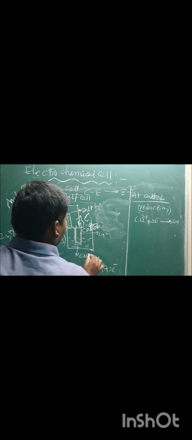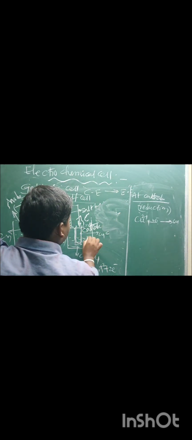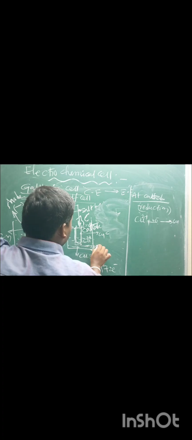Here Zn2+ ions are formed. The zinc sulfate solution contains ZnSO4, with sulfate ions SO4 2- there. Here the copper sulfate solution has Cu2+ ions and SO4 2- ions.